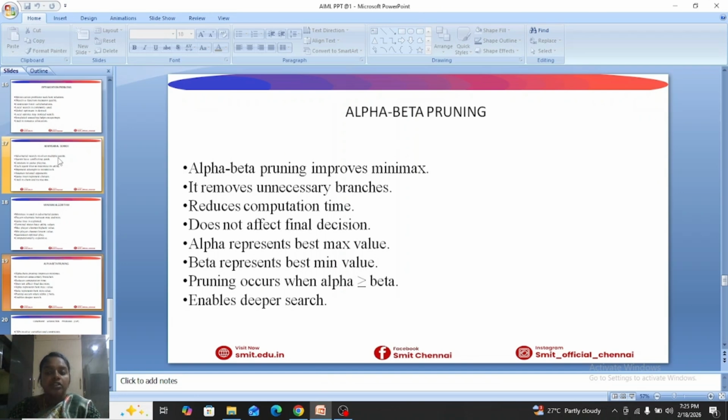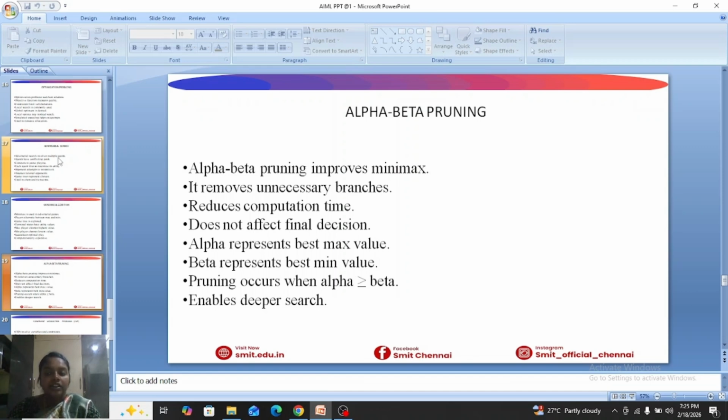Actually, we need to know why we choose alpha beta pruning. The minimax algorithm explores all possible moves, which is computationally expensive. Alpha beta pruning eliminates branches that cannot influence the final outcome, making the search faster.